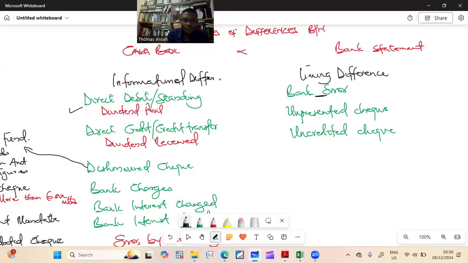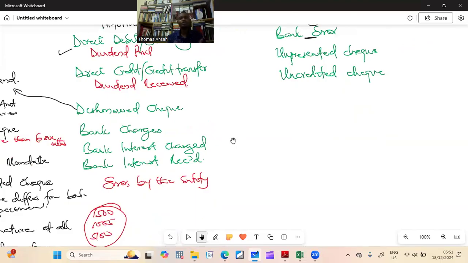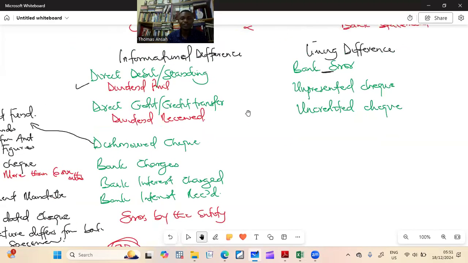All right. So these are the issues that surround what makes the bank statement different from that of the cash book. Now, what then do we do to bring the two balances together? We need to reconcile it. So this error, some people call it casting errors. They give names to it, but whether it's casting error, non-casting error, whatever, it is still error.